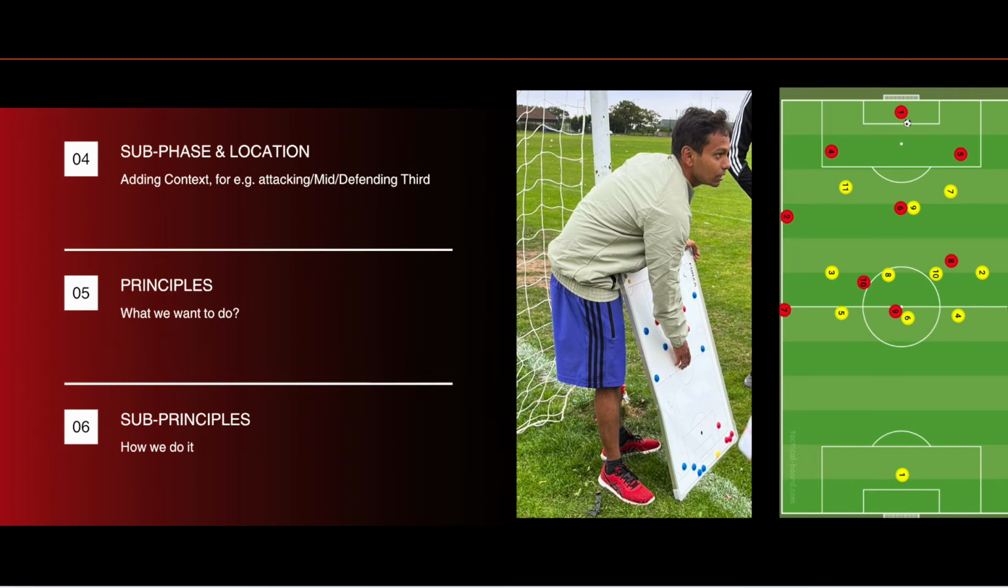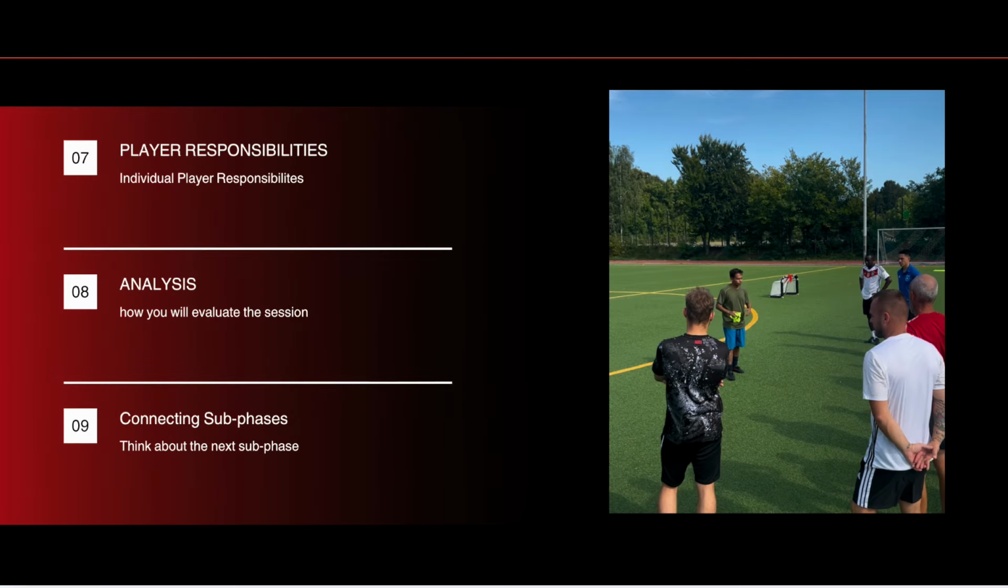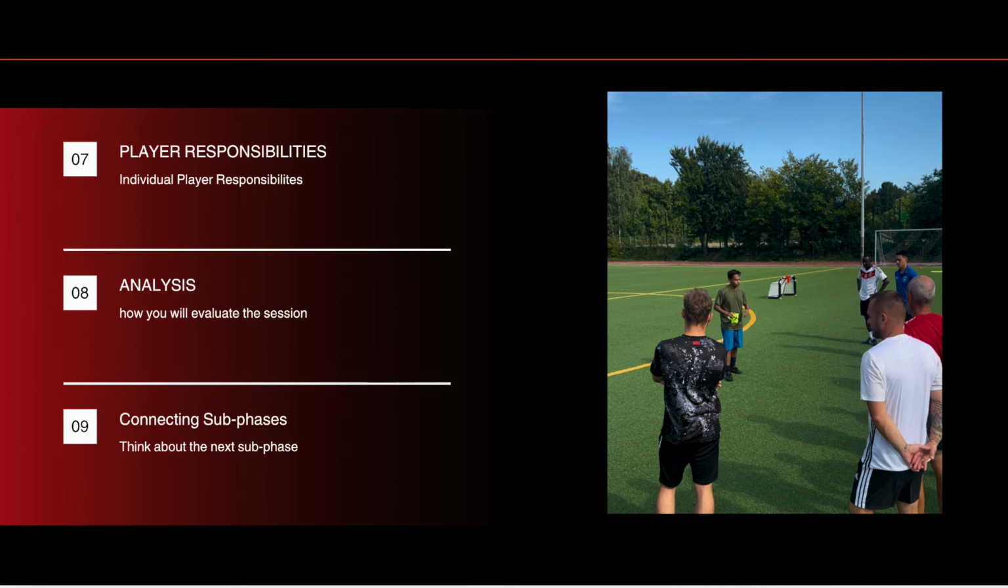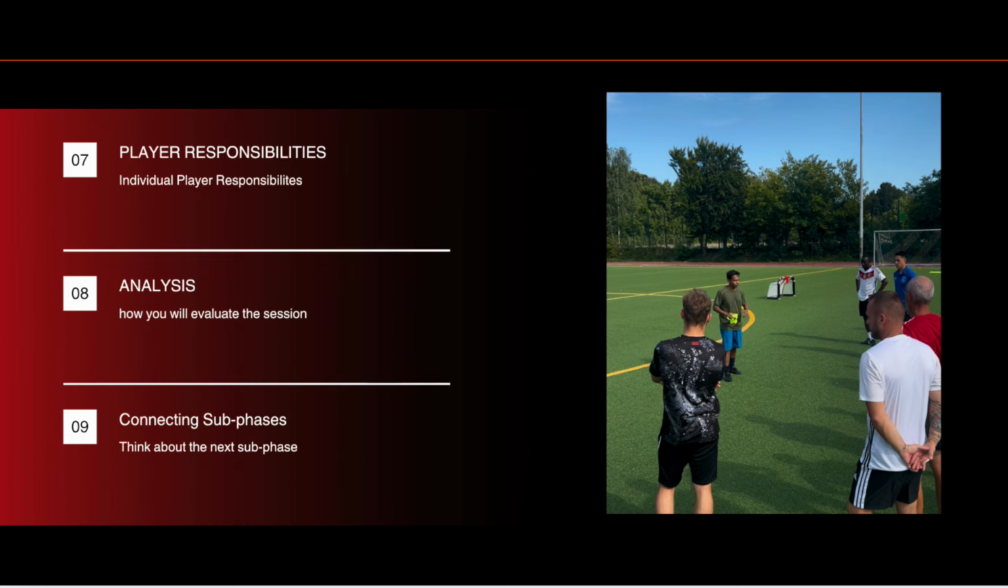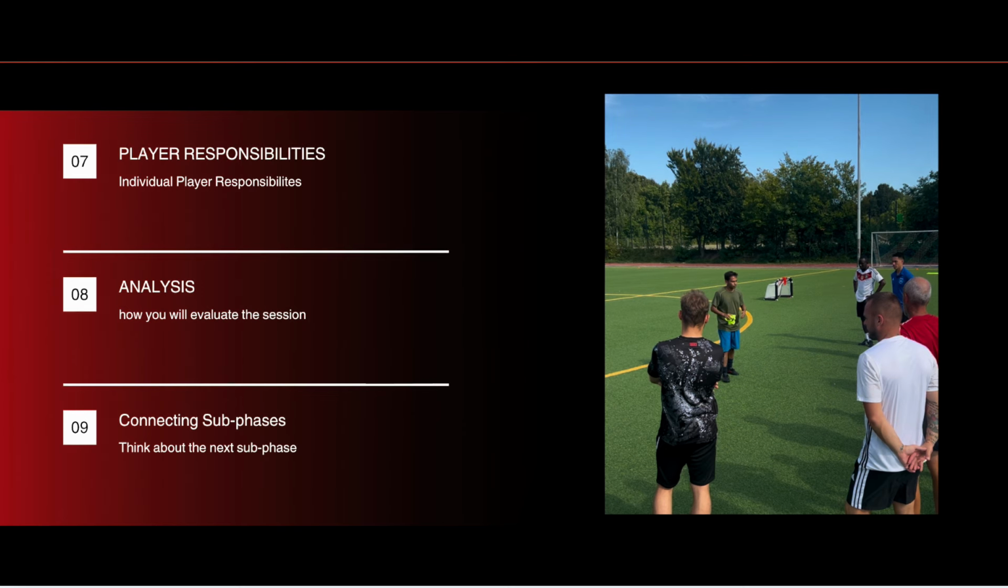Next, after I decide the principles, I decide the sub principles, which means how we do it. In this case, it could be the nearest player presses, pressing on an angle, or accelerate, then decelerate. Side on, low body position, don't dive in, and so on and so forth. Teammates cover and balance, and so on. After we have defined the sub principles, now we know how we are going to do it.